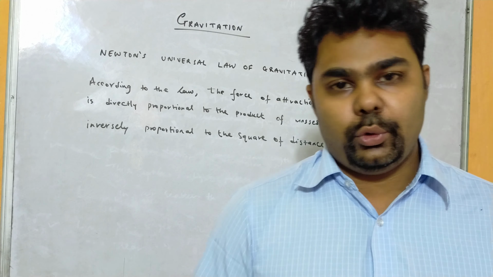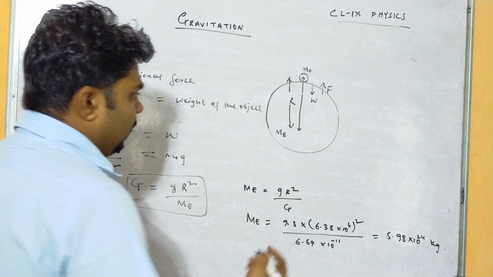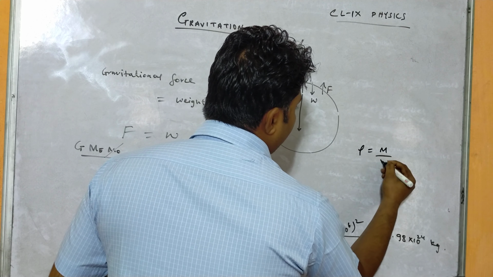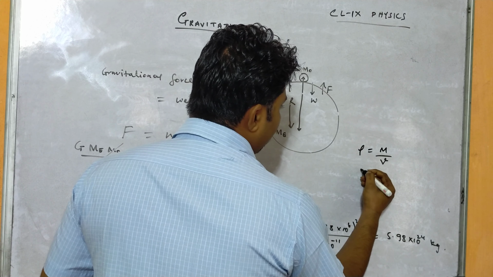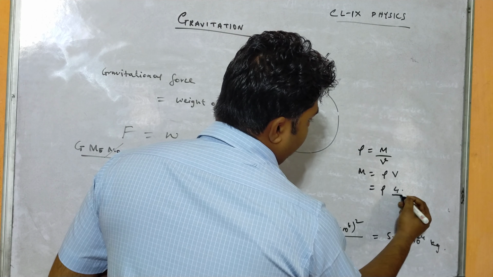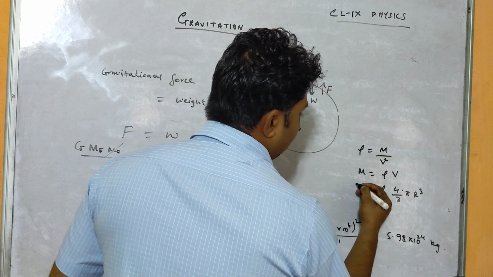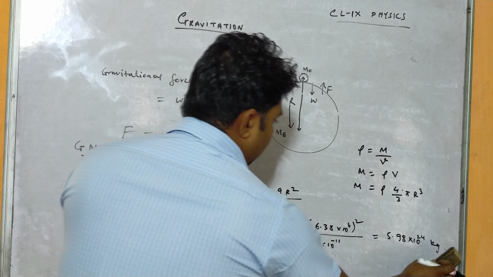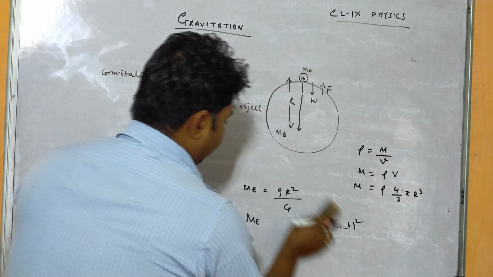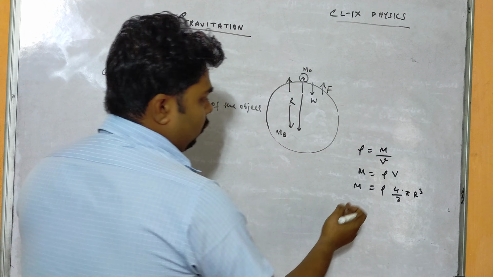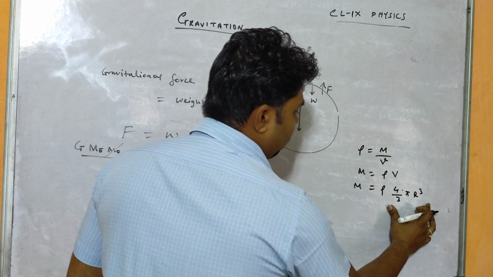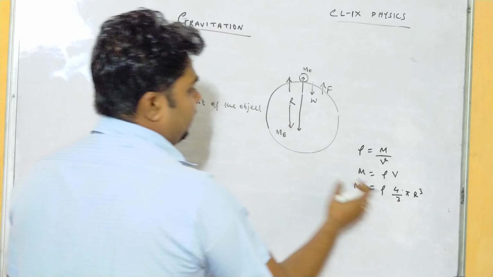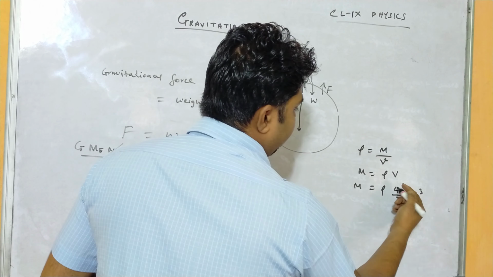Similarly, we can find its density also by the formula. We know density is equal to mass by volume, or mass can be written as density into volume. So mass equals density into volume. We know this is a sphere, and the volume of a sphere is 4 by 3 pi r cube. And what is the relation between small g and capital G?